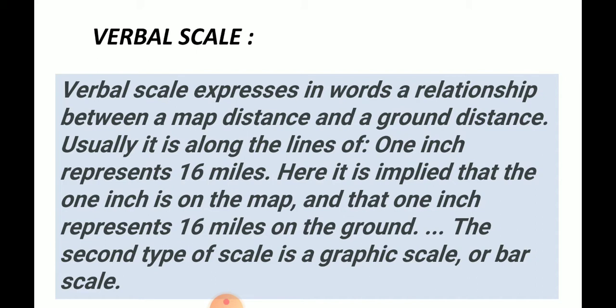So here it is implied that 1 inch on the map represents 16 miles. This is an example. So 1 inch on the paper represents 16 miles on the ground. The second type of scale is the graphical scale or the bar scale.